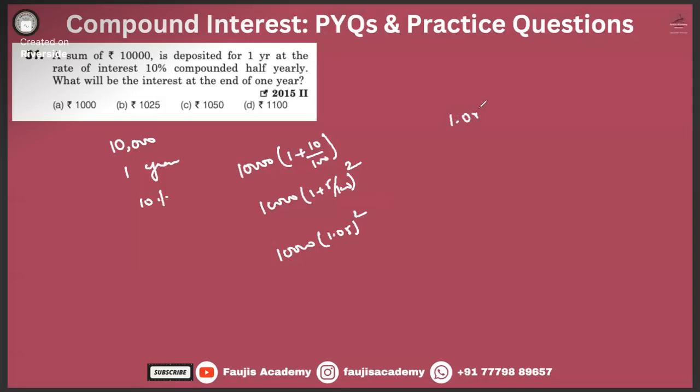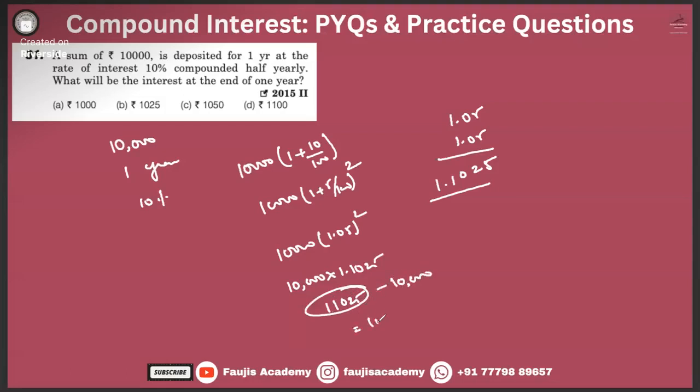What is 1.05 squared? 5 into 5, 25. Have I done the multiplication correctly? So 1.1025 will be your factor, and the amount is 11,025. Then from this we reduce 10,000. We'll get 1025. So B is your correct answer over here.